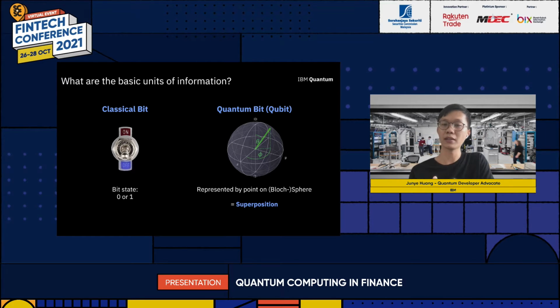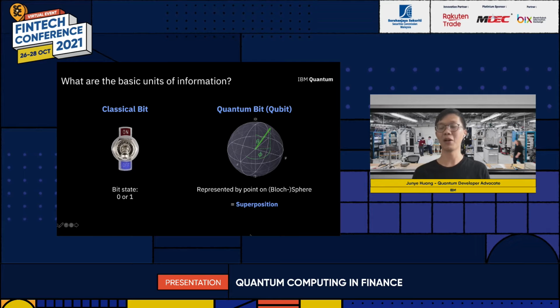And this means that the north pole of this sphere is the 0 state, same as the classical bit, and the south pole is the 1 state. For a classical computer, it can only be 0 or 1, but for a quantum computer, it can be anything in between.